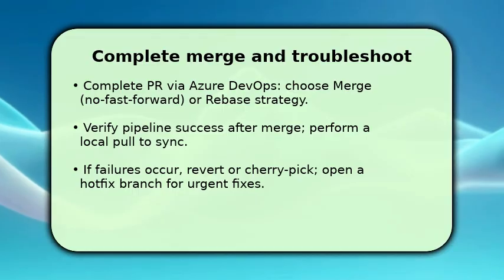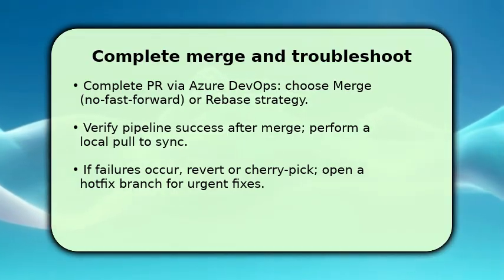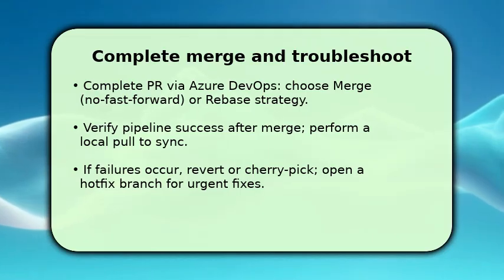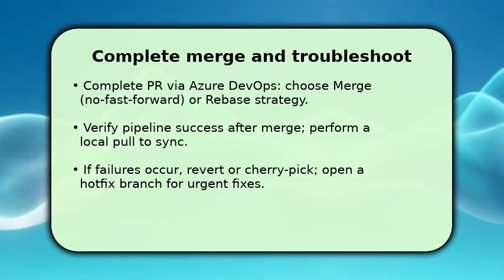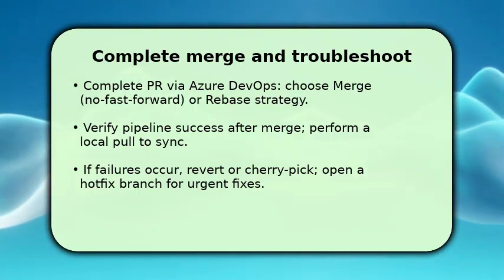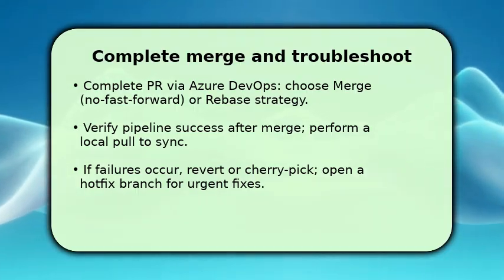If something goes wrong, like a failing pipeline or regression, revert the merge or create a hotfix branch and cherry-pick the fix. This isolates the problem. One key troubleshooting tip: check pipeline logs for the first failing step. That's the diagnostic.